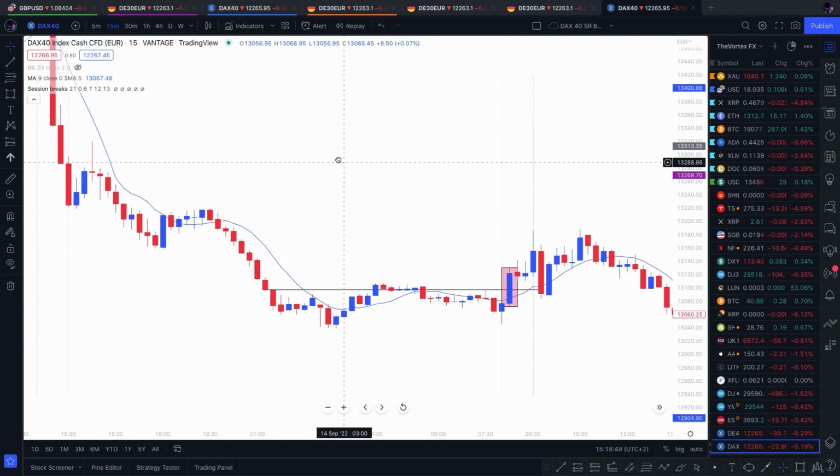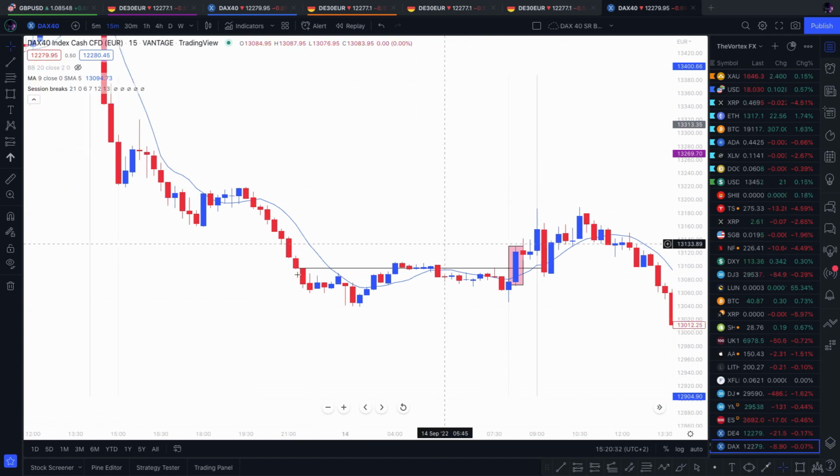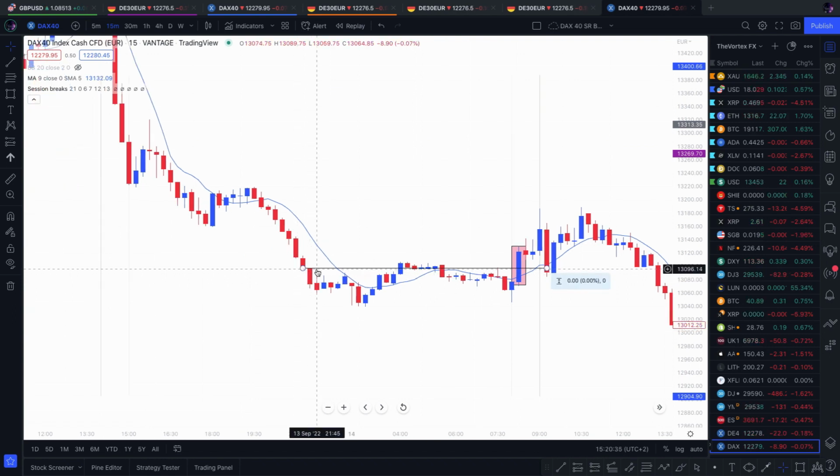Right, so here is the next one, and here is an example of a trade that did not work. Let me show you why. We can see that here is our Asian range.